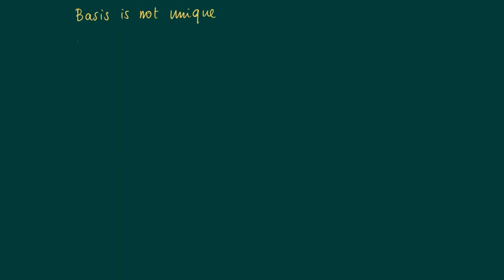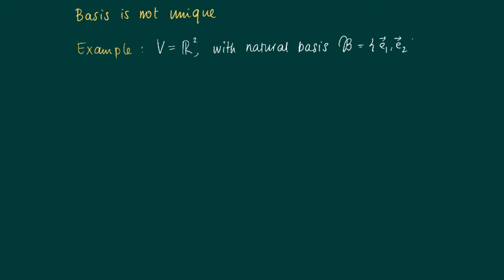A basis for a linear subspace of Rn is not unique. For example, if we look at V equal to R2, then we have a natural basis which consists of the standard unit vectors e1 and e2. So that's one basis. And we may also choose another one. So now consider another one. We'll show that this is actually a basis B star with e1 and the vector 1, 1.